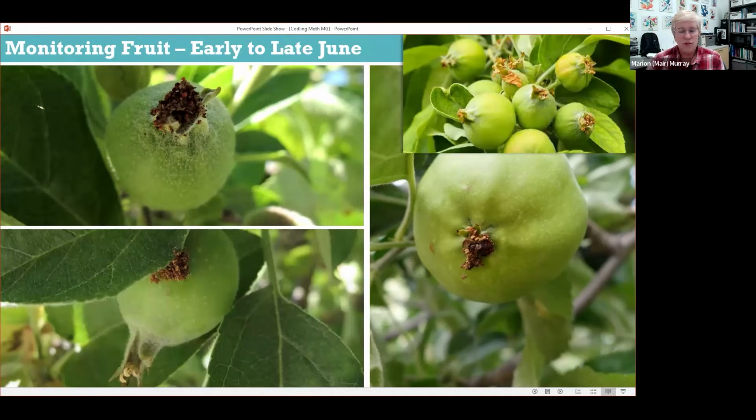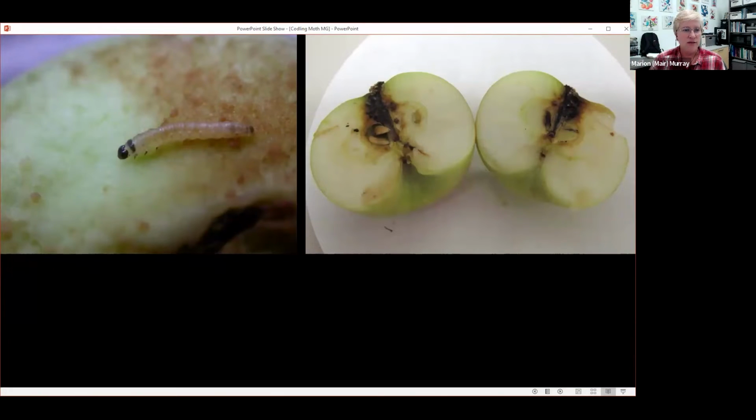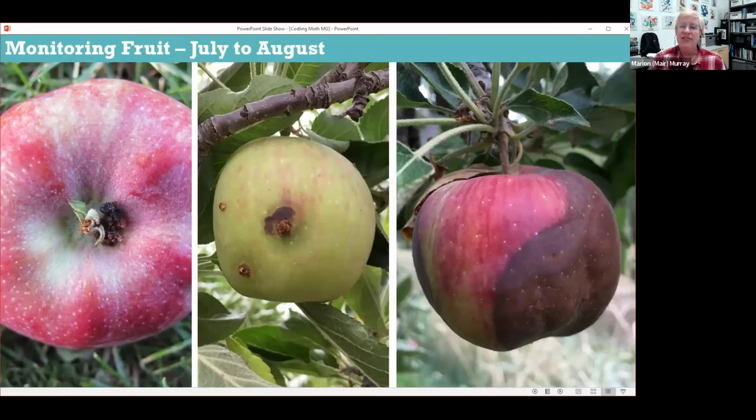But I do also see codling moth entries on the side of the fruit. And again, maybe that's where two fruits are touching or there's a leaf protecting the fruit. So look, see how much damage you have early in the season, and you might need to slice the fruits open to see if there's a larva in there or not. And then at the second generation as well, look for damage. So July to late August.